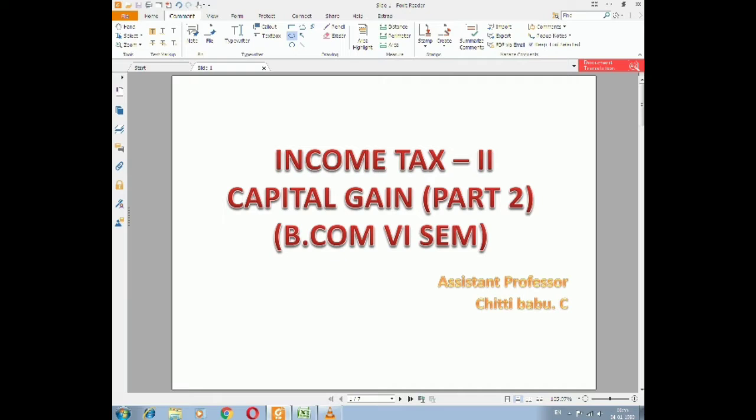Mr. XYZ sold a house property for rupees 1 crore. That person gets an income of 1 crore by selling the house property. So we know that if a person gets income, he needs to pay tax on that income. Here, asking Mr. XYZ to pay tax on the entire 1 crore rupees is not fair at all.